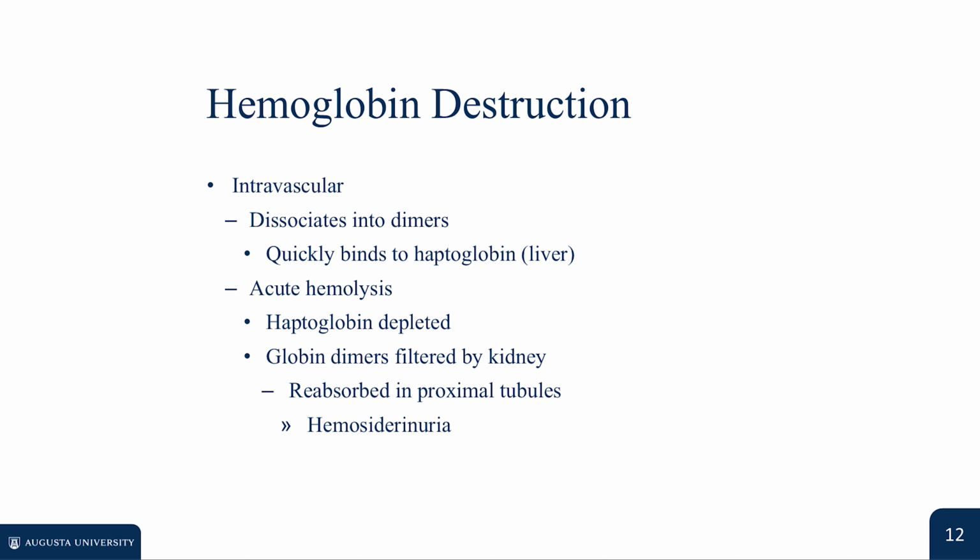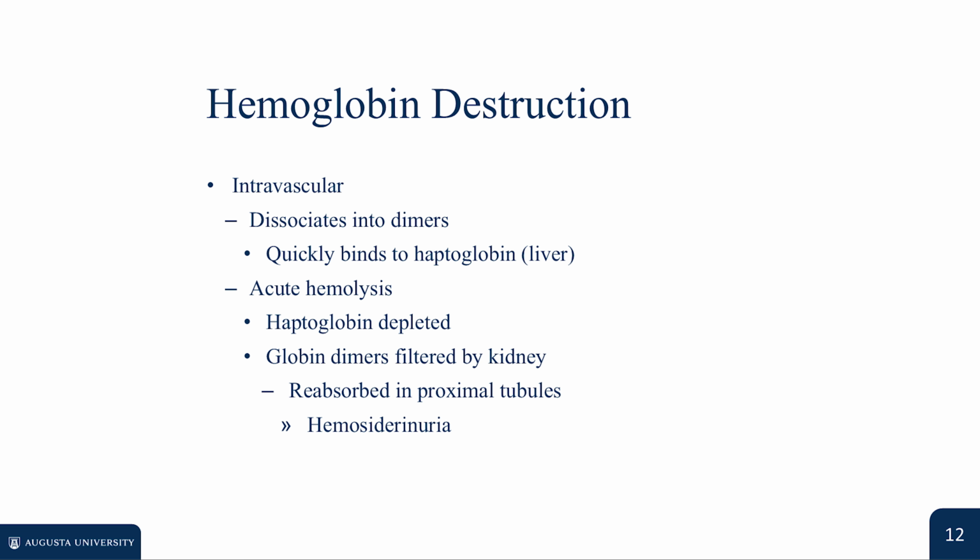The haptoglobin-hemoglobin complex is far too large to pass through the renal glomerulus, so it travels safely to the liver, where hepatocytes clear it from circulation. However, during severe acute hemolytic crises, intravascular lysis surges, quickly saturating and completely depleting plasma haptoglobin levels.